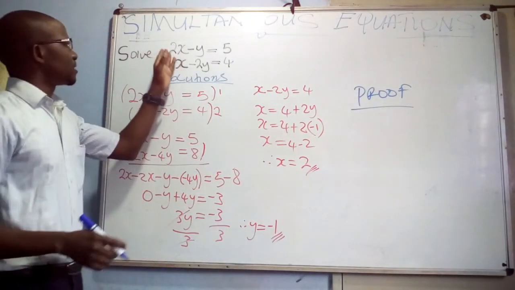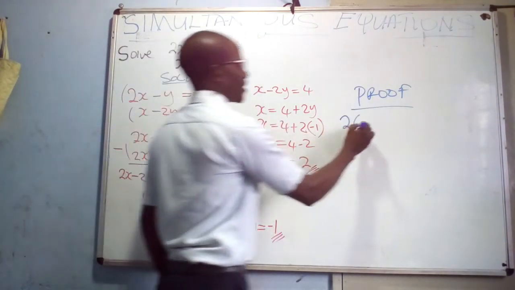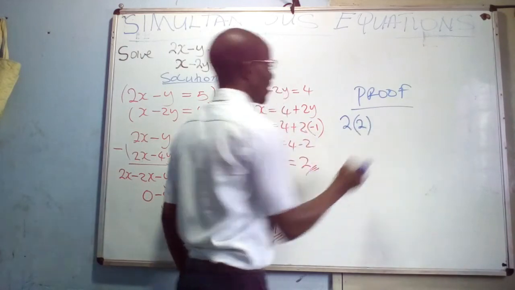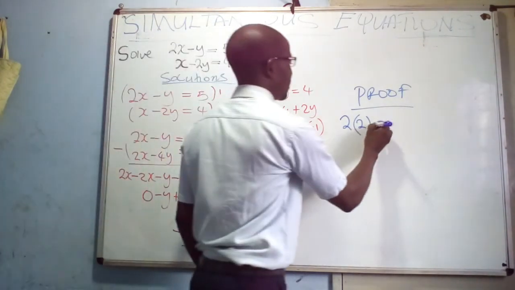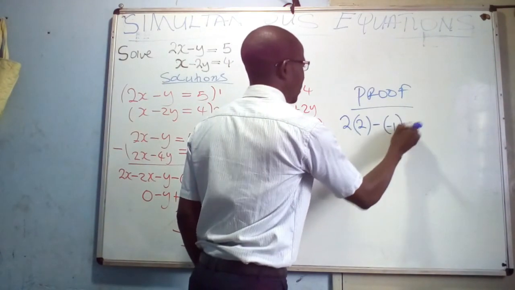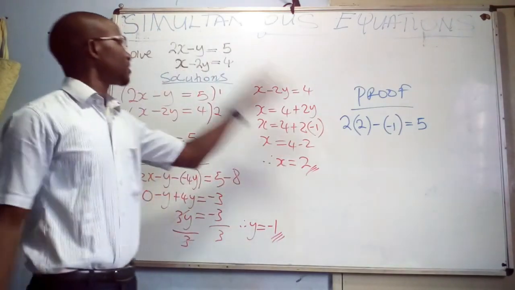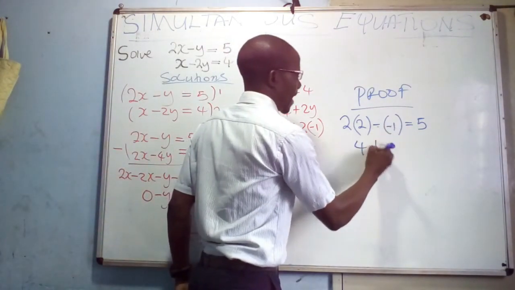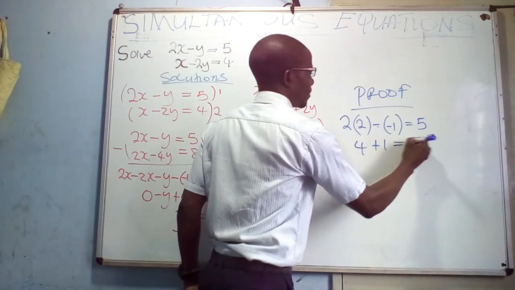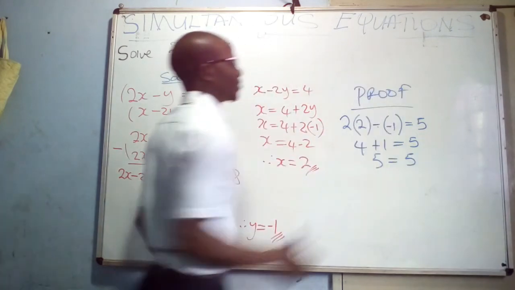If you pick this equation, you say 2x. Our x is negative 2. Sorry, our x is just positive 2, not negative 2. Then minus y. Our y is negative 1. This should be equal to 5. I've picked the first equation. So this will be 4 plus 1 equals 5. 5 is equal to 5. What is here is equal to what is there.